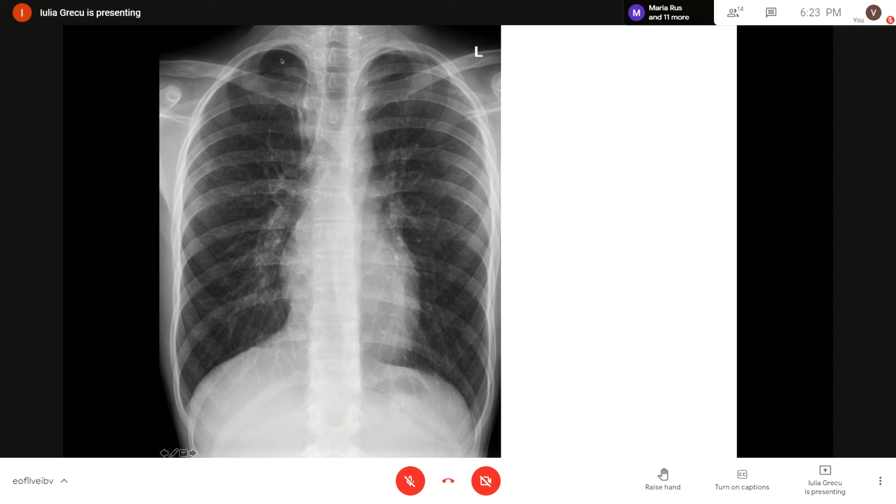So what do you think this is? If I told you what's wrong now. Pneumothorax. It's a pneumothorax. It's a small pneumothorax. It's typical, it has all the signs that you need to learn.